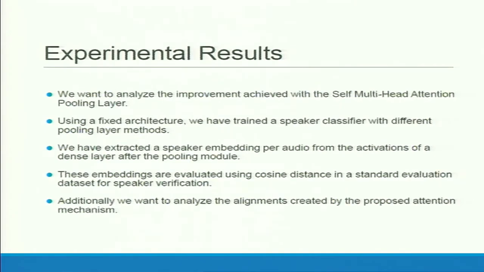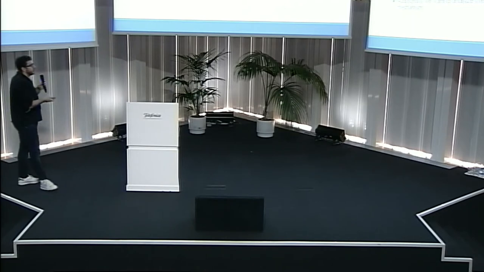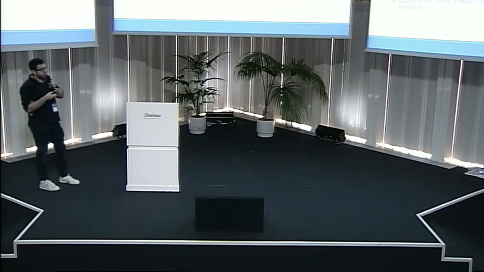So what we want in speaker verification is to determine if two speech signals belong to the same speaker or to a different speaker. So what we did is extract one speaker embedding per audio, and then we apply a distance to get a score. If the score is high, the two audios belong to the same speaker. If it's low, for example, it means that they belong to different speakers. Additionally, we also wanted to analyze the alignments created by the proposed attention mechanism.